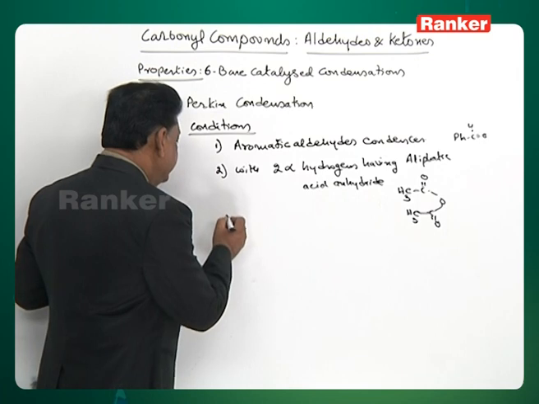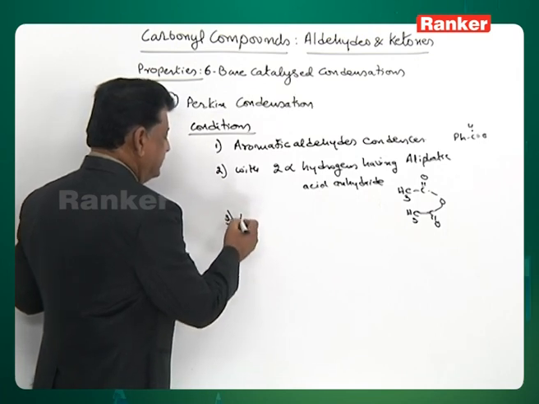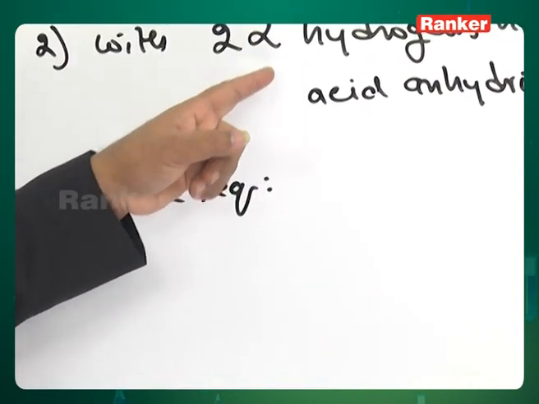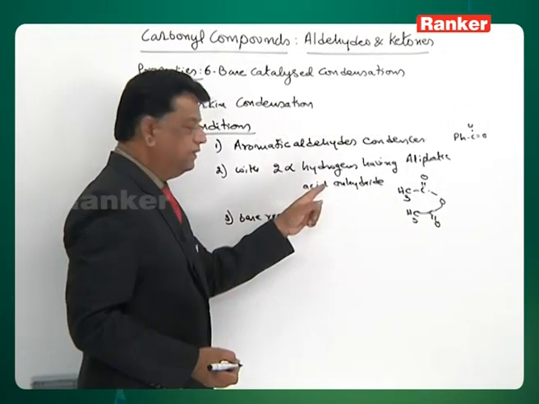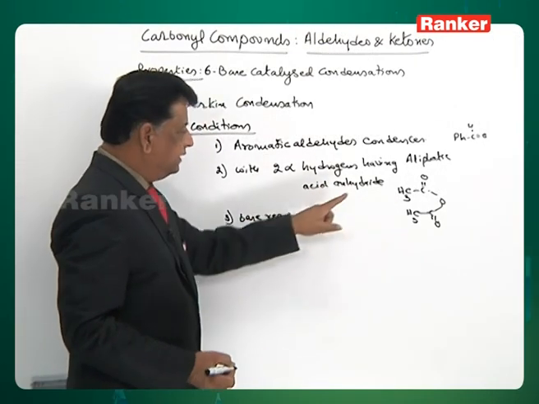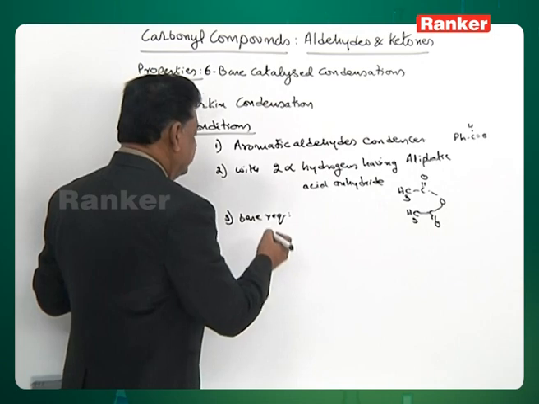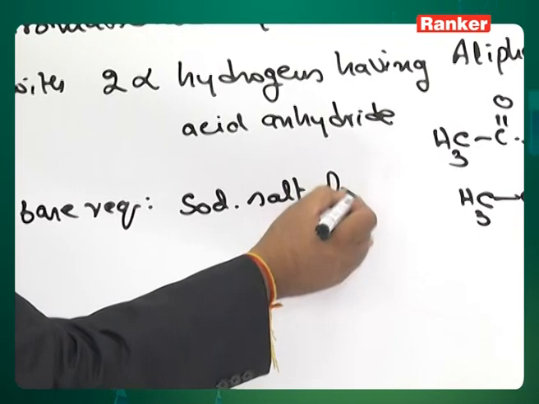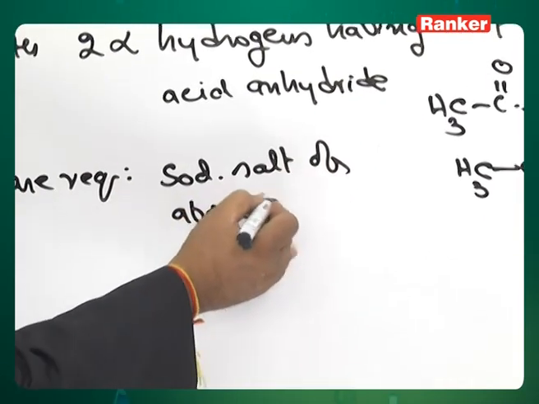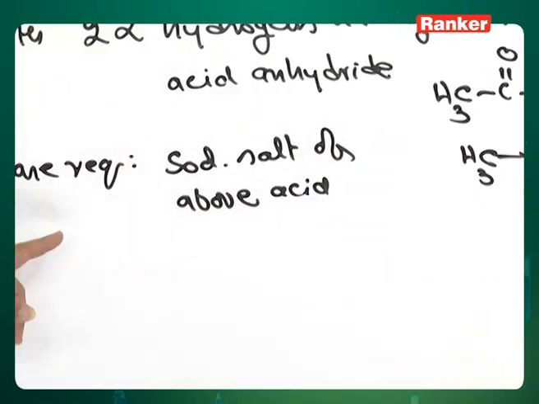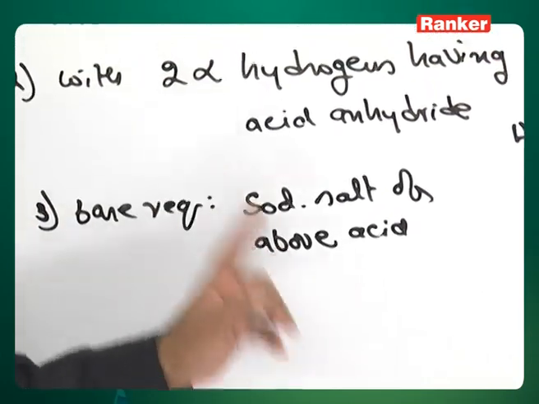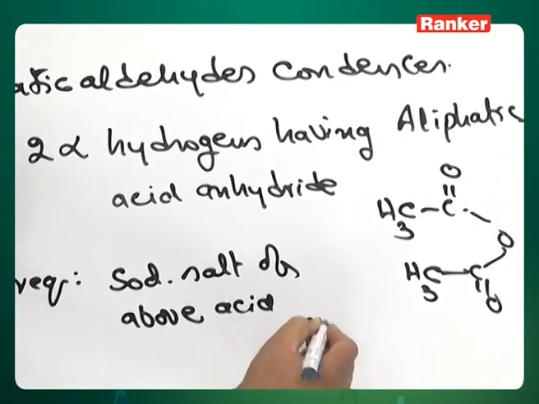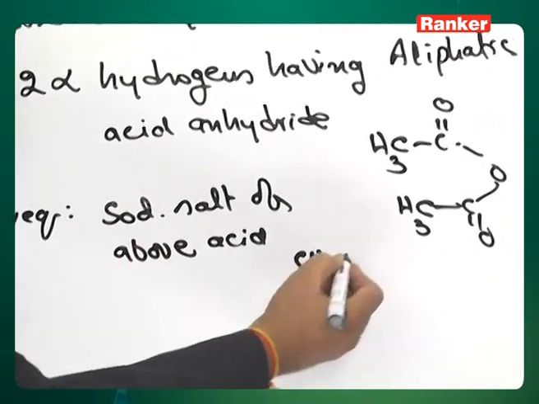So, the third condition is the catalyst base required is the same above acid. What is that acid? Aliphatic acid, carboxylic acid, acetic acid. If I take the same acid, the base required is a sodium or potassium salt of the above acid. What is that above acid? Aliphatic acid containing these alpha hydrogens, I said. So, the corresponding acid means acetic acid I will take. Acetic acid, that too sodium salt you have to take.